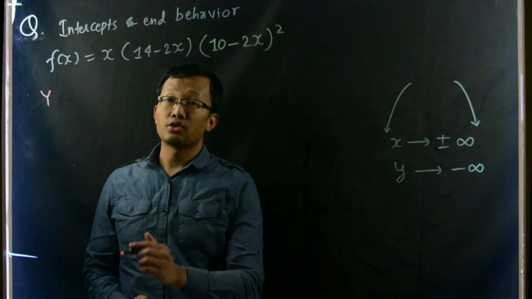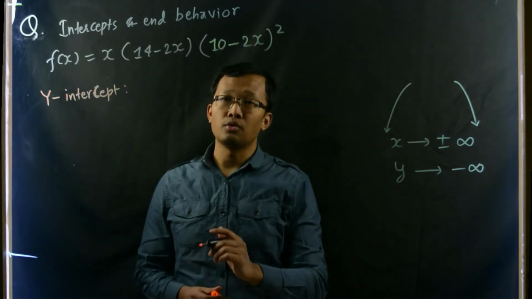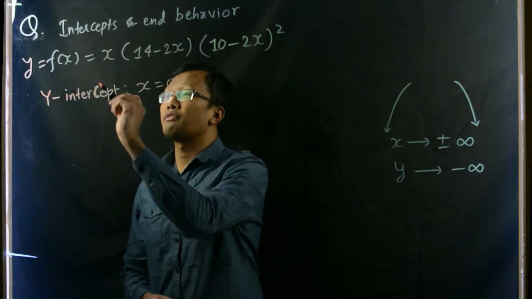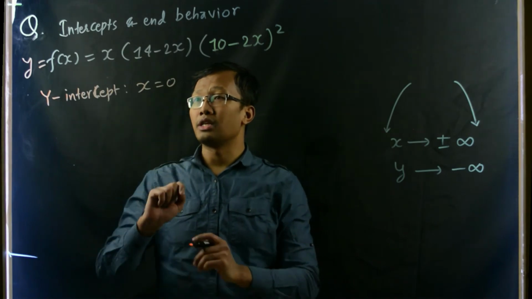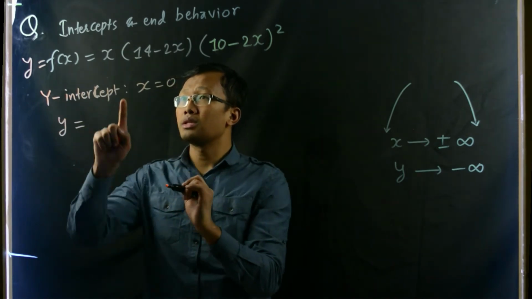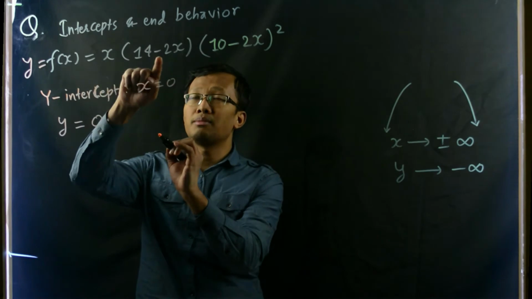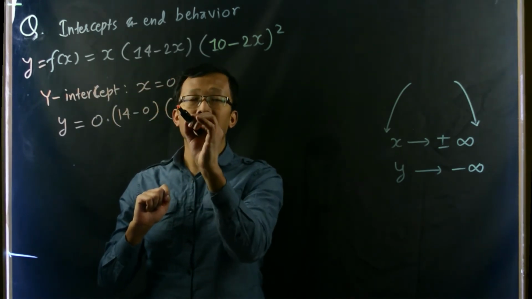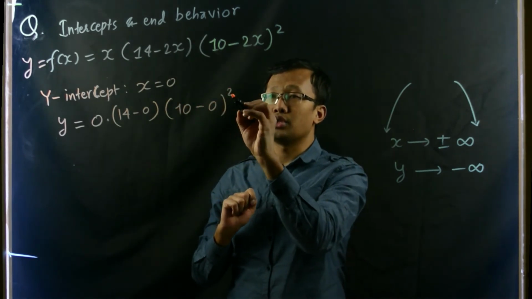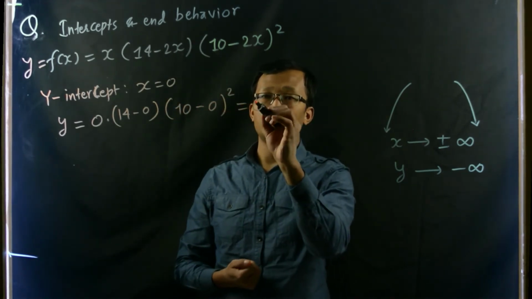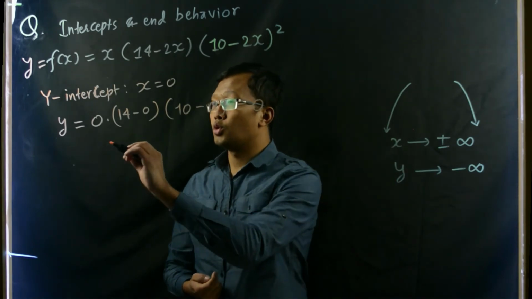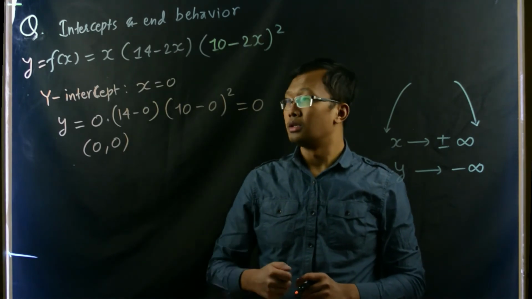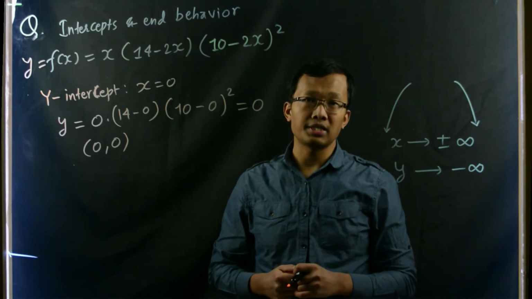First of all, let's go for the y-intercept. For the y-intercept, we set x equal to 0 in this function. So y equals f of x becomes 0 times (14 minus 0) times (10 minus 0) whole squared. So this is simply 0. You can see that (0, 0) is the point where the curve meets the y-axis.